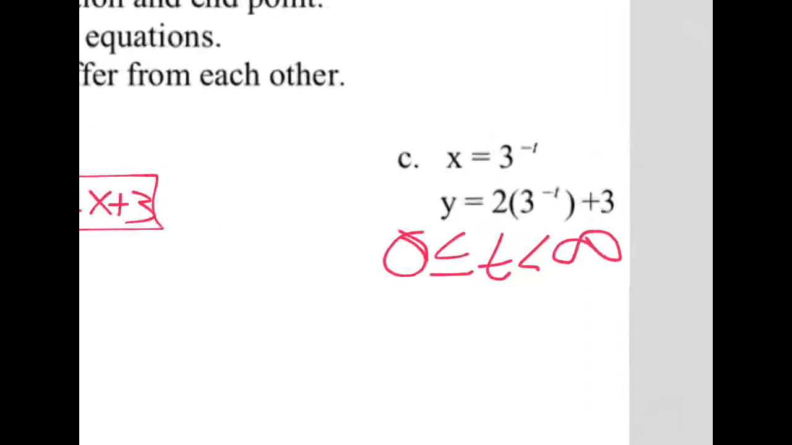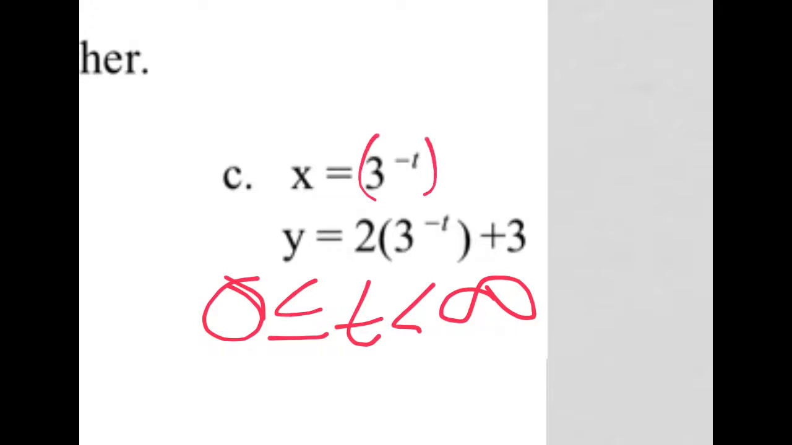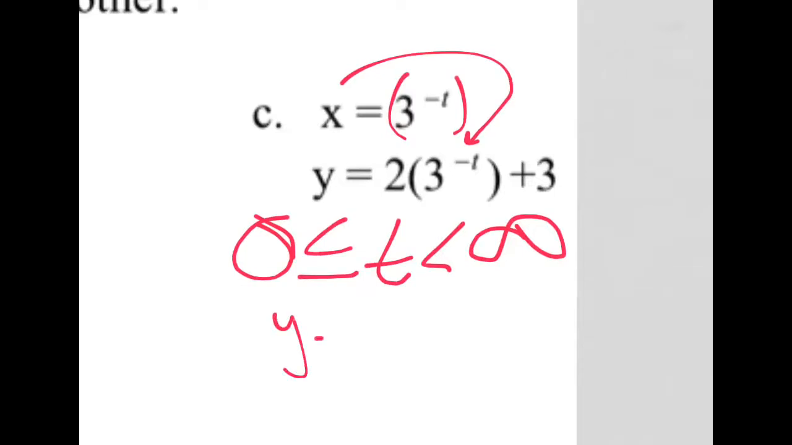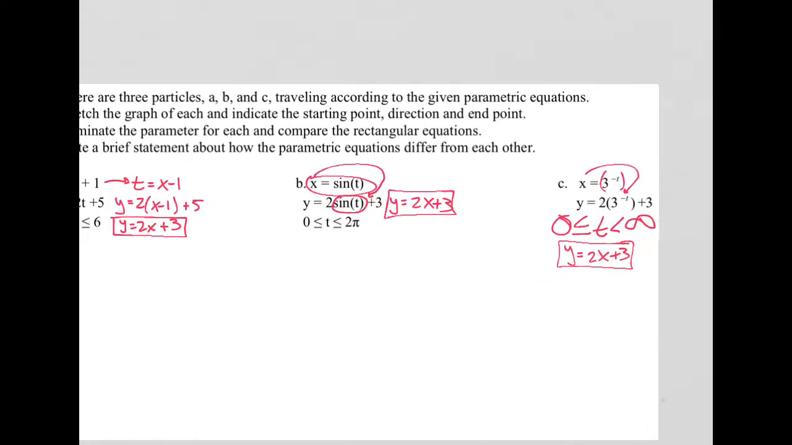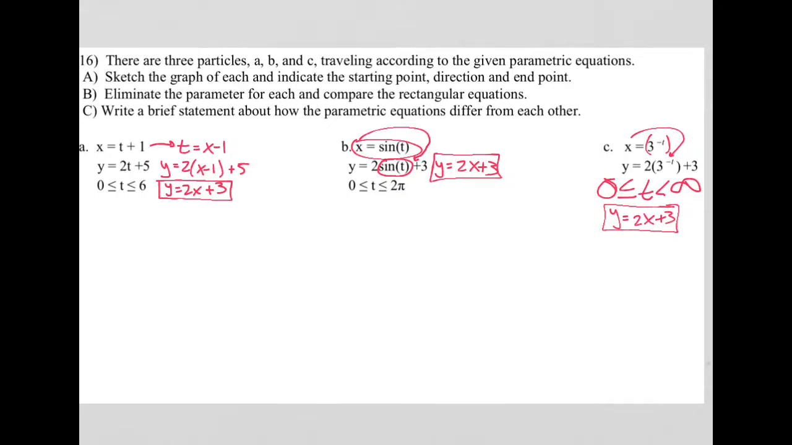Well, let's do the same with this last one here. And again, notice 3 to the power of negative t and 3 to the power of negative t there as well, where we can directly substitute x in for that expression to again get y equals 2 times x plus 3. So each of these equations will represent the same rectangular equation, but not necessarily going to have the same domain, since whatever t range, t interval is specified, it's going to dictate where we're actually looking at this graph.